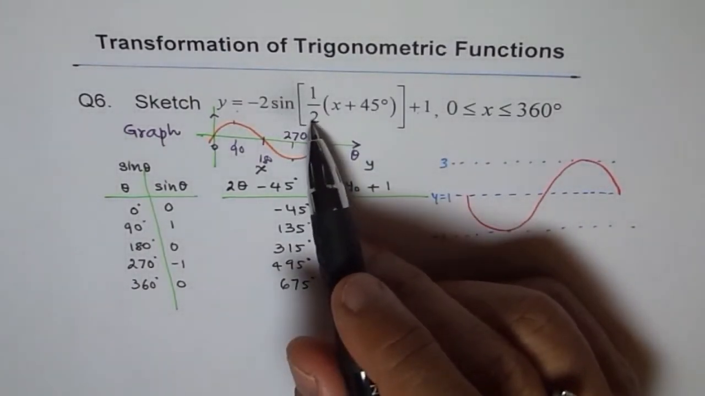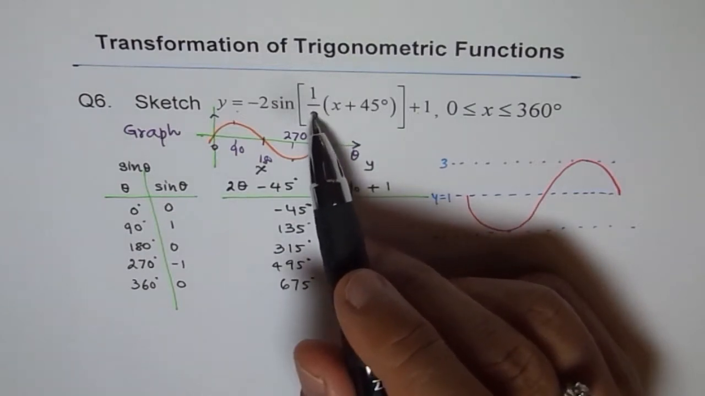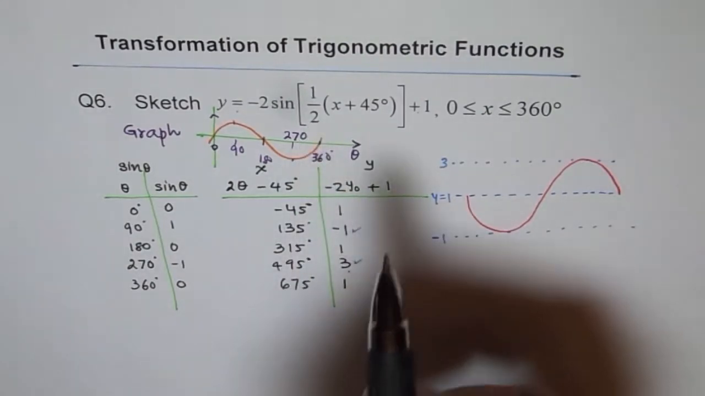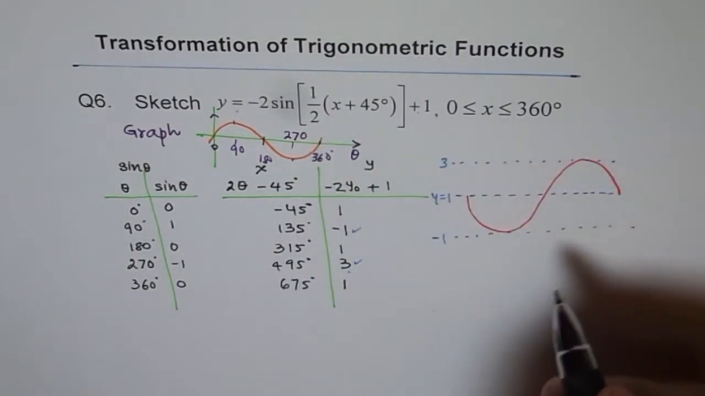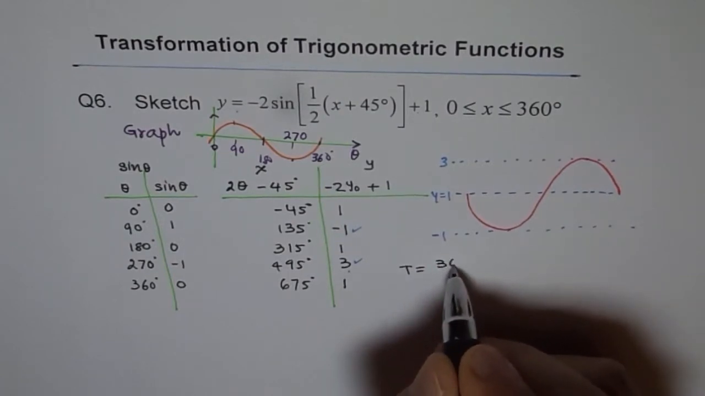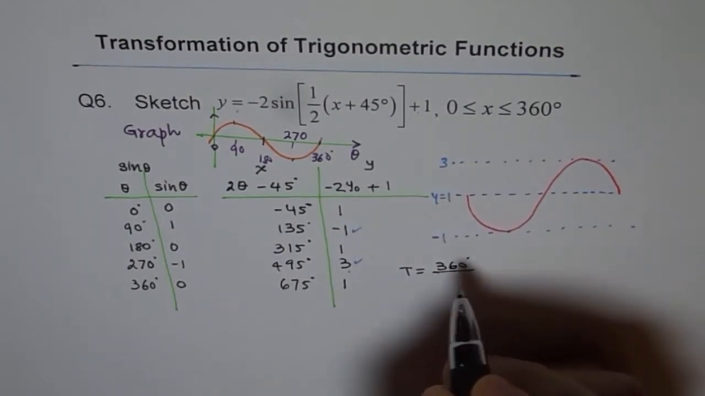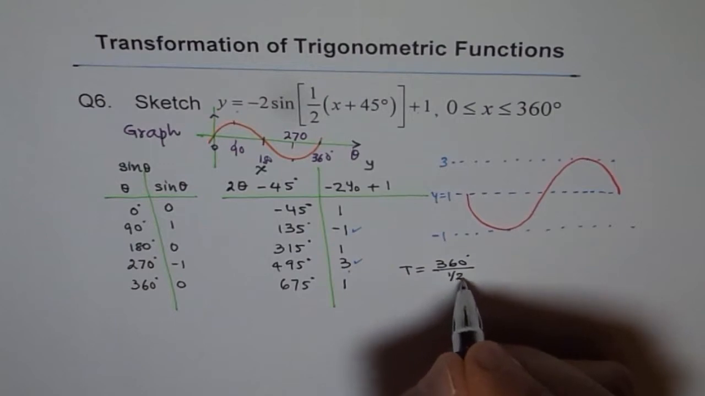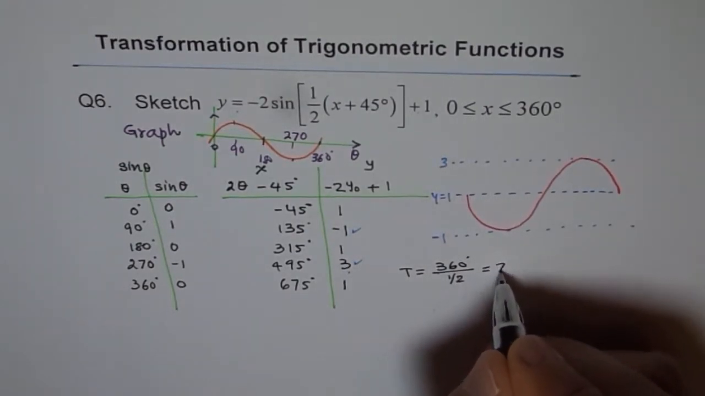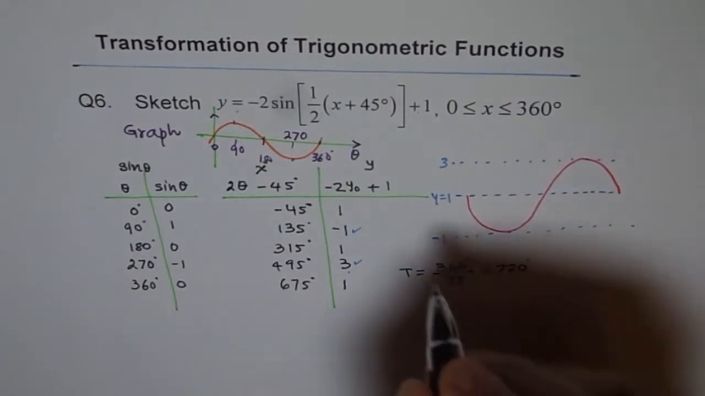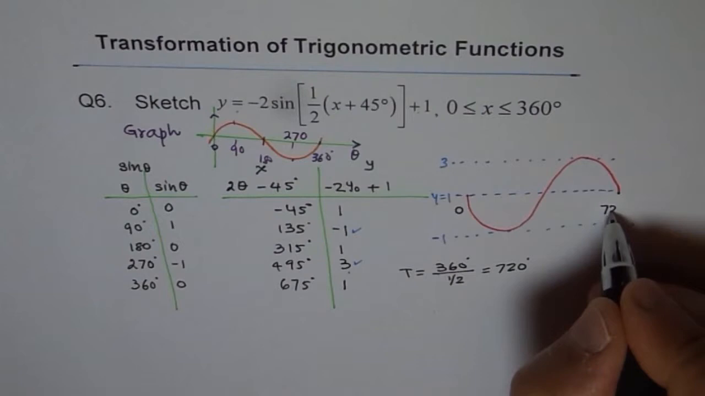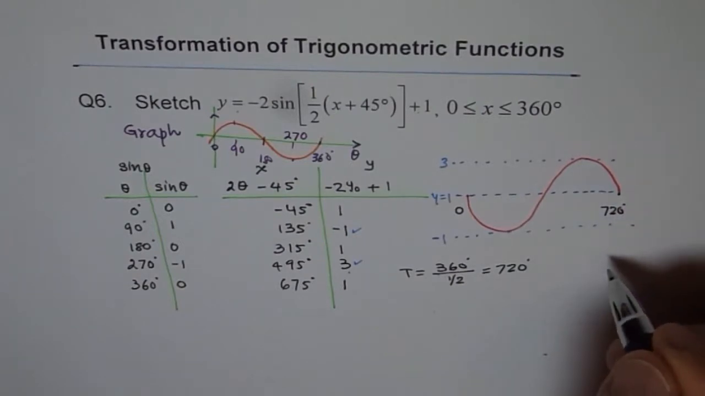the time period is twice 360, right? You get the time period from the k value. Let me write the time period T. So the time period T is 360 degrees divided by the k value, which is half. Divided by half means multiplied by 2, which gives me 720 degrees, correct? So if this point is 0, then that point is 720 degrees. That is what it is.